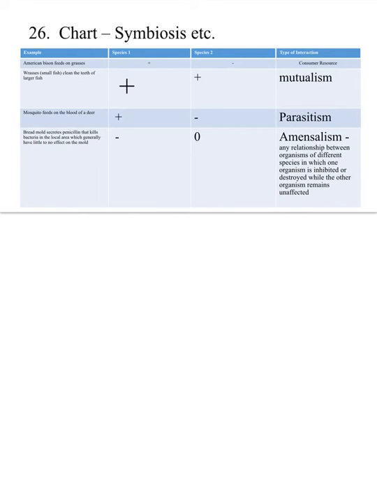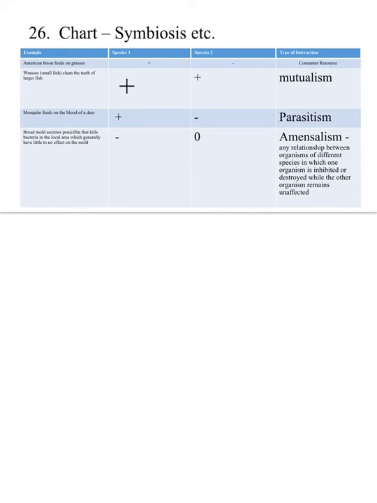interaction. So if an American bison is feeding on grass, the American bison is obviously getting food. That's a positive. Species 2, which is the grass, would be getting a negative because it's obviously getting eaten. But that's called a consumer resource. That's just a resource for that bison. For the fish cleaning the teeth of a larger fish, that is a mutualistic relationship. Both of them are benefiting. Mosquitoes feed on the blood of a deer. Obviously, that's hurting the deer, and it's feeding on it. So that is a parasite host situation, so that's called parasitism.